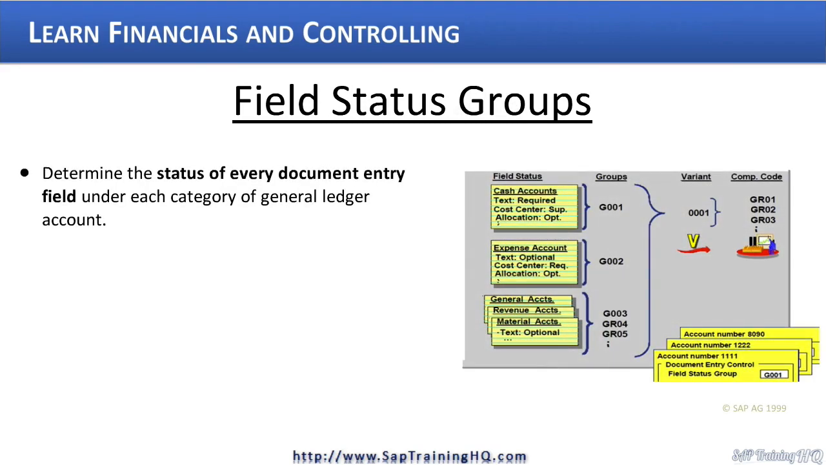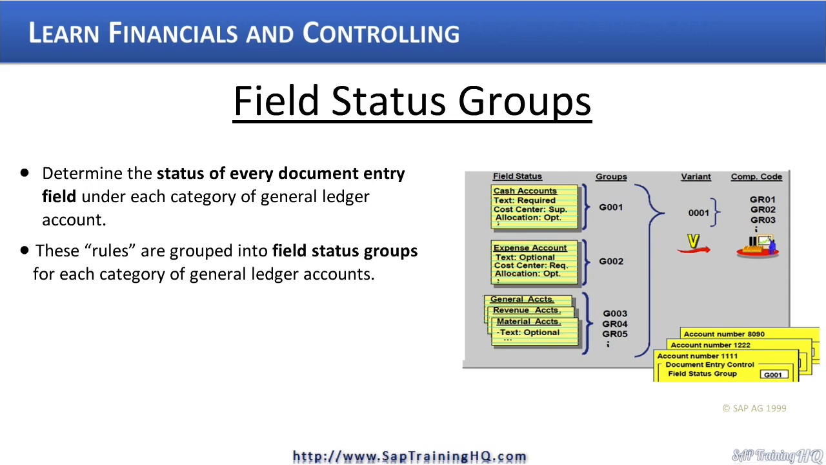It is essential to determine the status of every single document entry field under each general ledger account category like cash accounts and expense accounts. For example, will the text be required, suppressed, or is it optional for document entry when using the general ledger accounts? Will the cost center be required, suppressed, or is that optional for the document entry with general ledger accounts again? These rules are grouped into field status groups for each category of general ledger accounts.